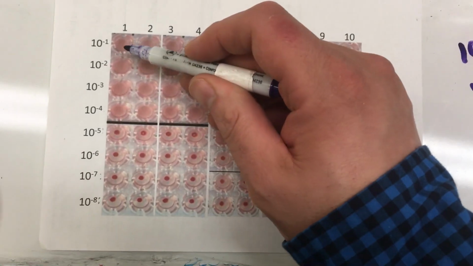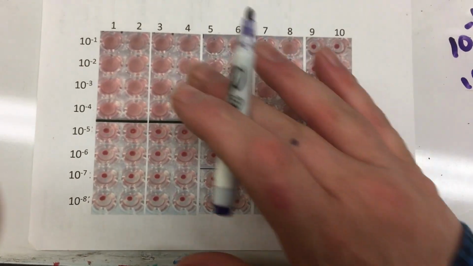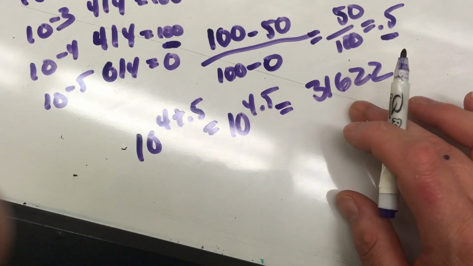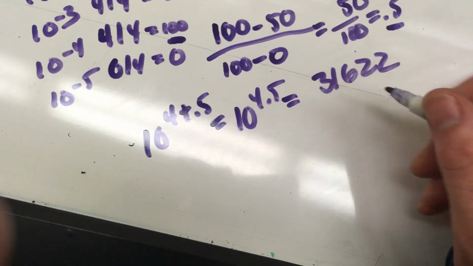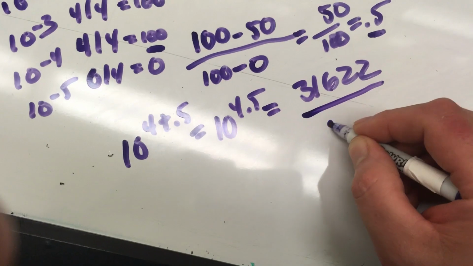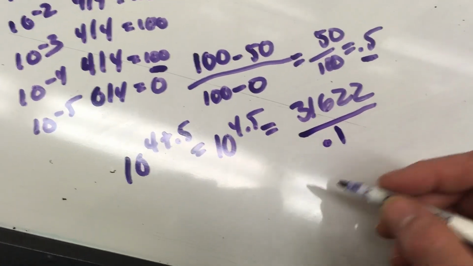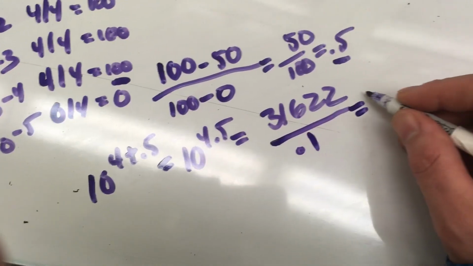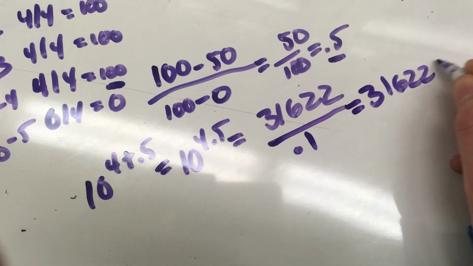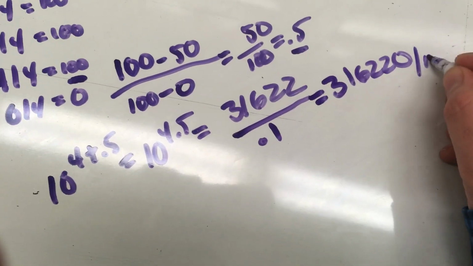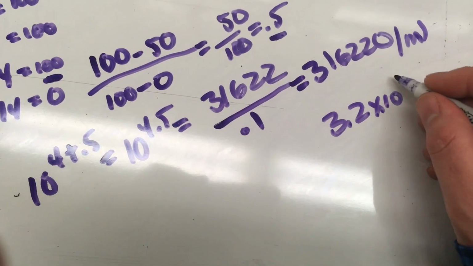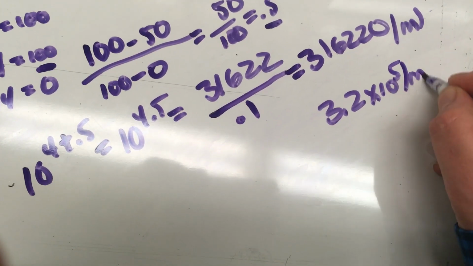Now, most of these assays have utilized 100 microliters as their viral inoculum all throughout the plate. So our answer here is not quite correct because it's not per mil. What we need to do is divide that by 0.1, because 100 microliters is 0.1 of a mil. Then what we end up with is 316,220 TCID50 per mil, or 3.2 times 10 to the 5th per mil. Okay?